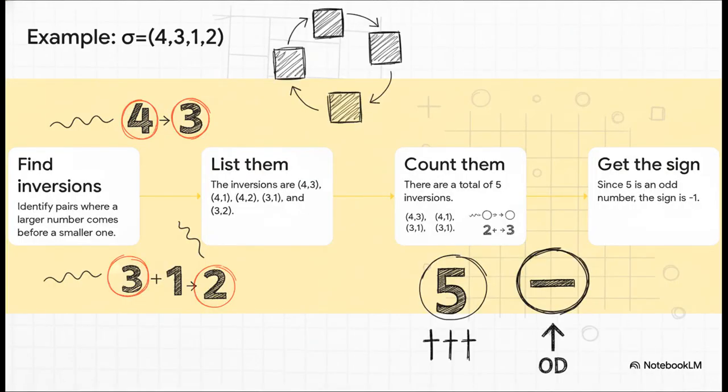Let's say we have the permutation 4, 3, 1, 2. Okay, first, we look at the 4. Is it bigger than the numbers after it? Yep, it's bigger than 3, 1, and 2. So that's 3 inversions right there. Now for the 3. Is it bigger than what's left? Yep, 3 is bigger than 1 and 2. That's 2 more inversions. So in total, we have 5 inversions. And since 5 is an odd number, the sign for this term is negative. We're going to subtract this one.